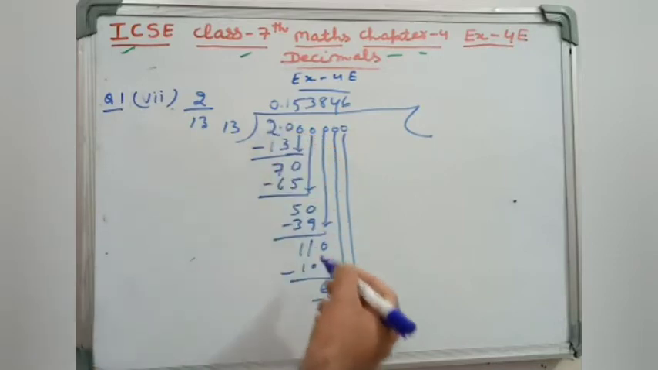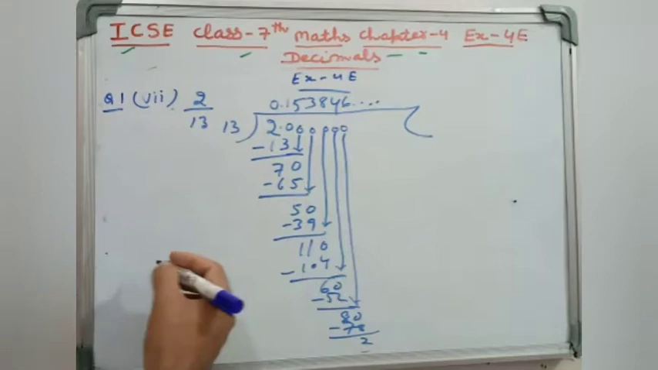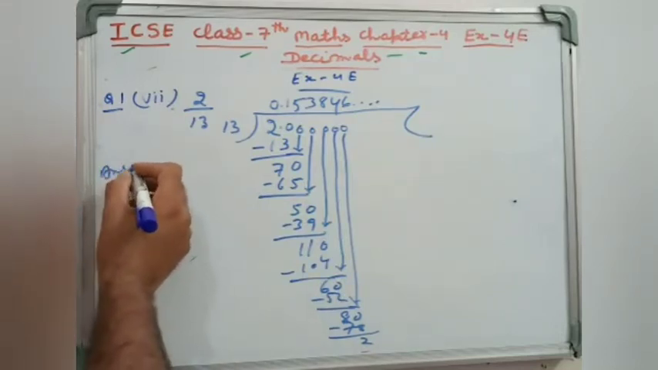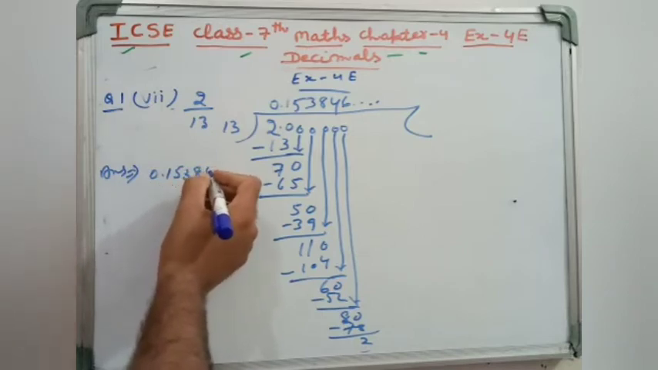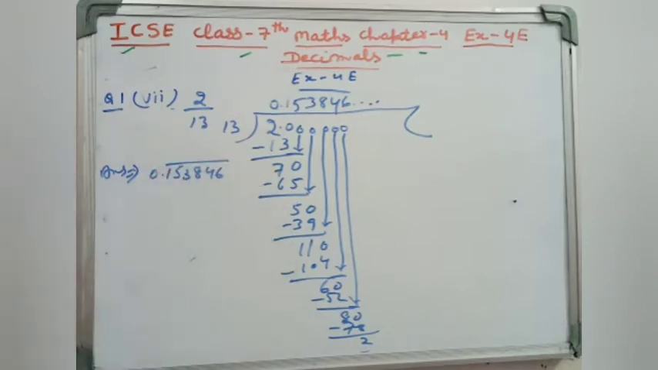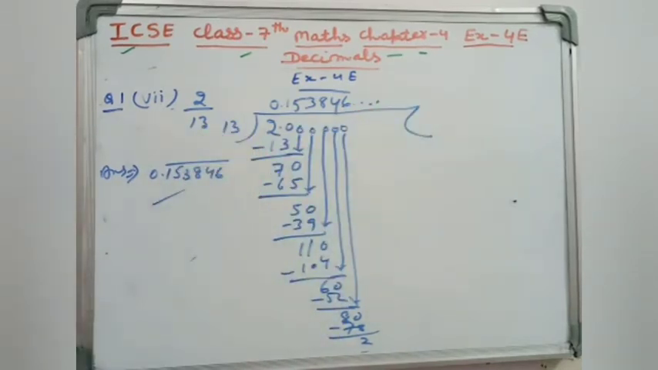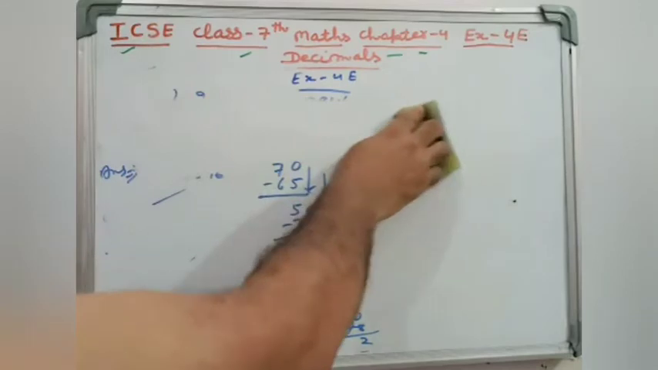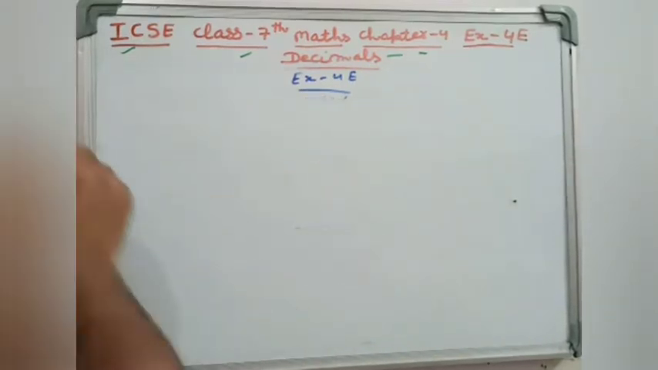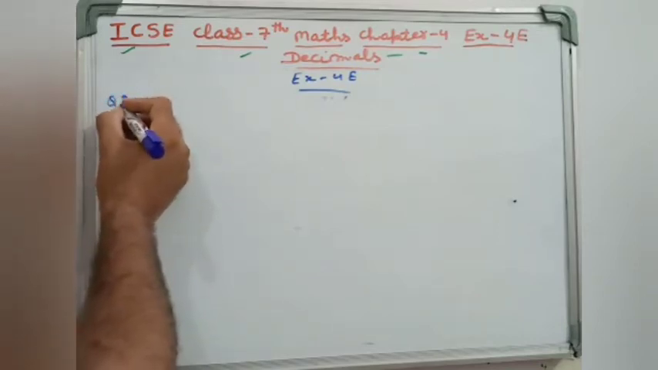We started from 2, and 2 is here again, so we put dots here. Our answer would be 0.15386 with a bar over the repeating digits. We can write it in that way or this way. Both are correct, you can write it as you wish. Right, students? Now we will move on to question number 2.